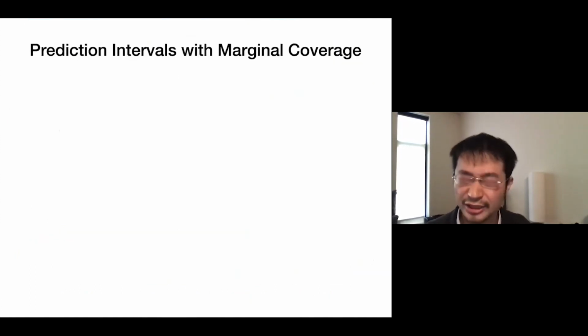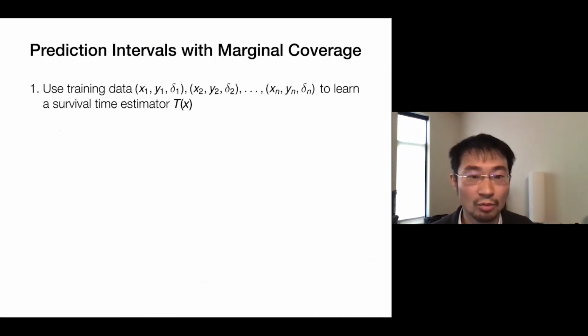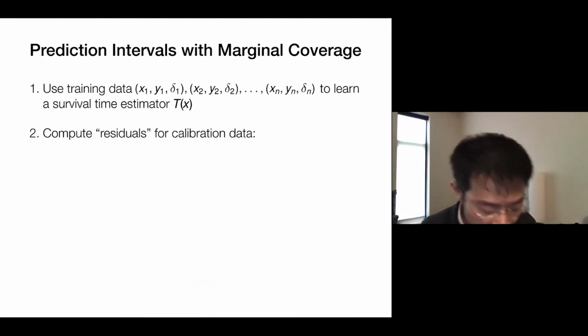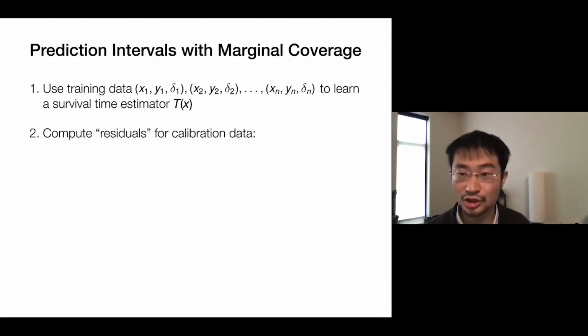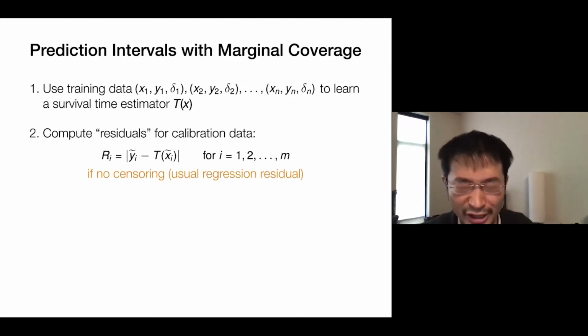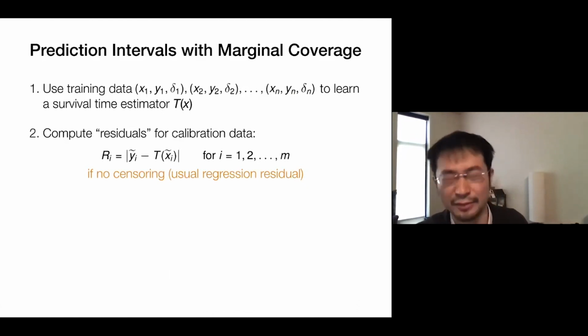All right, so how do we actually do this? How do we compute those error bars, that Q thing you saw? Well, step one, we use our training data to learn our survival time estimator. This I mentioned before. Step two, I'm going to compute residuals for the calibration data. If you've seen regression, you would say residuals look like this. I just take the prediction and subtract it from the true thing. I take the absolute value.